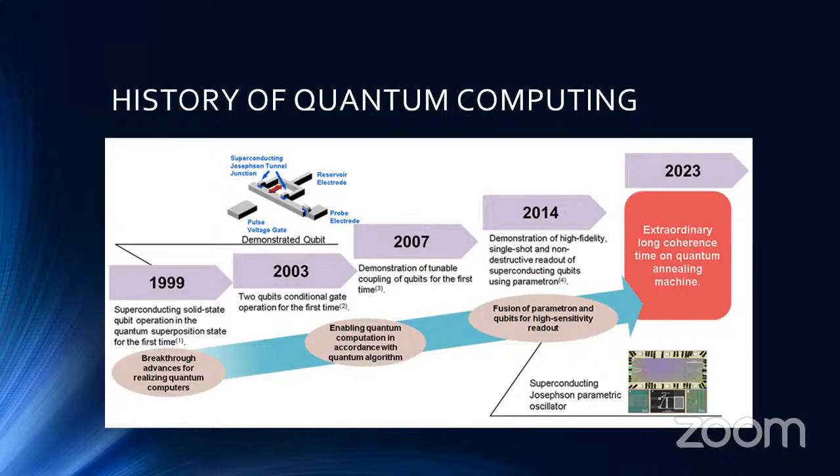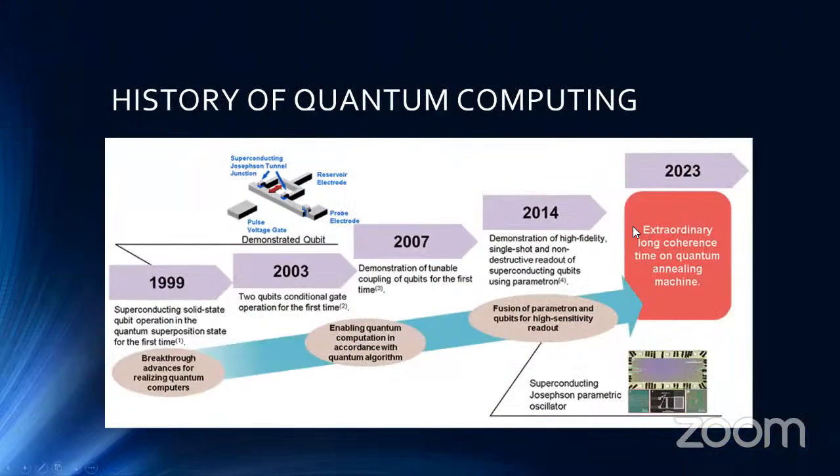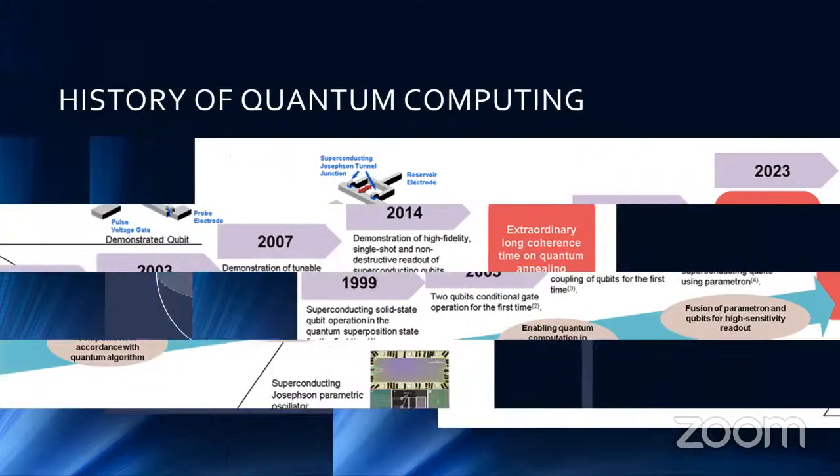Fast forwarding a couple of years later, we are in the year 2014. We see that the superconducting Josephson parametric oscillator has been constructed from the same gate. Then in 2023, as of now, we look at the extraordinarily long coherence time on quantum annealing machines.